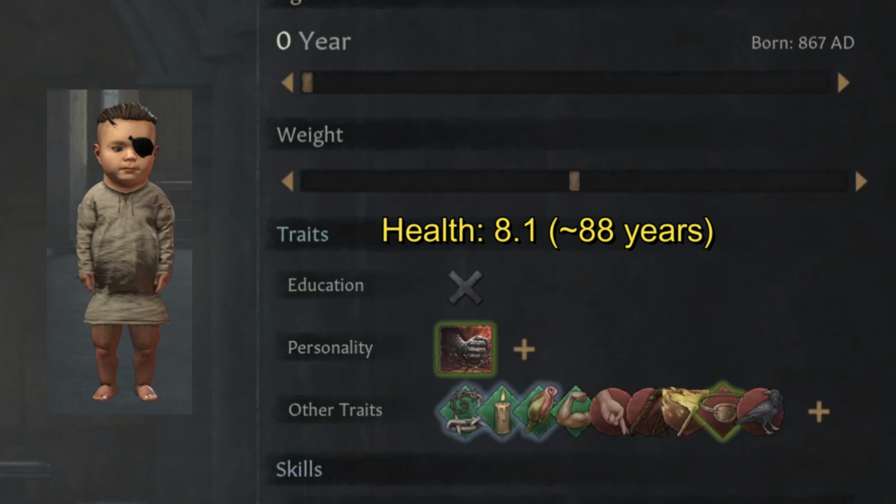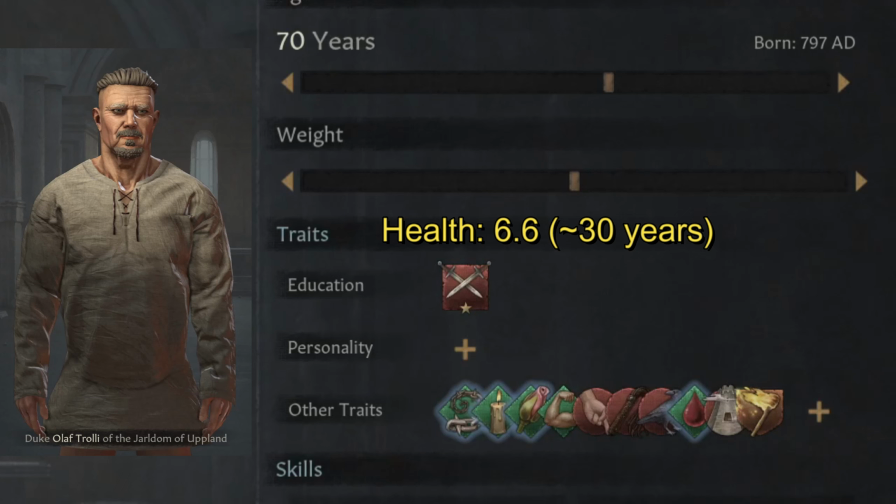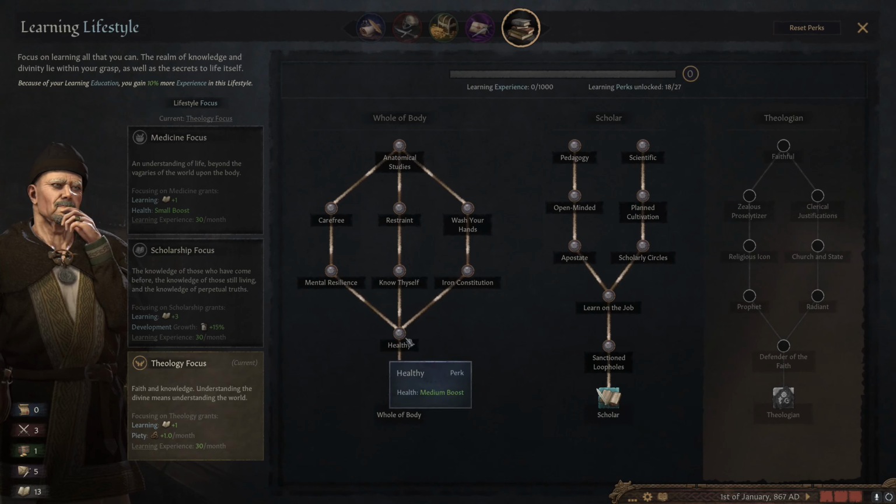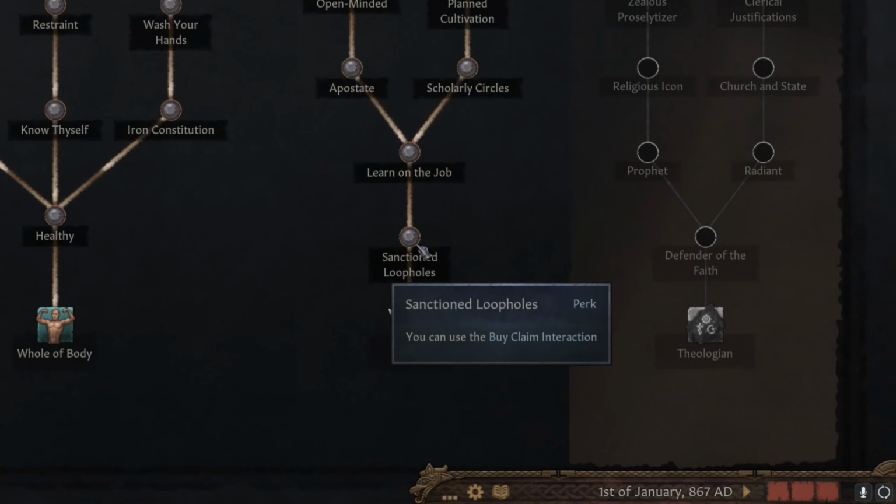To compare the 3 ages, Baby Olaf has 8.1 health from the start and can expect 88 years of rule. His start will be harder but longer. Grandpa Olaf starts with 6.6 health and can expect to live 30 years. I normally choose learning education for whole of body for 8 more years of life, and for sanctioned loopholes, which lets me buy claims on empires and kingdoms.